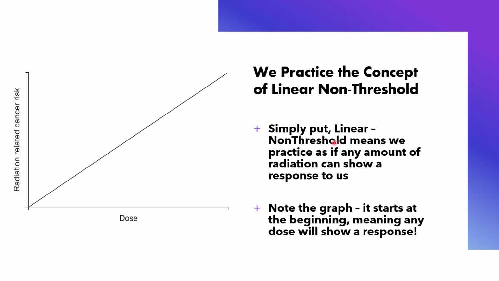So simply put, linear non-threshold means we practice as if any amount of radiation can show a response to us or cause damage to us. Note the graph, it starts at the beginning, meaning any dose will show a response. The greater the dose, the more response you will have.